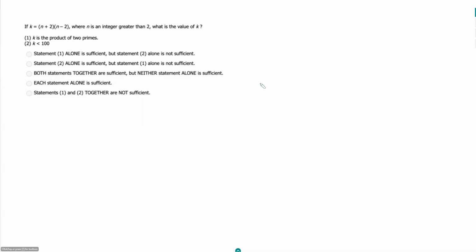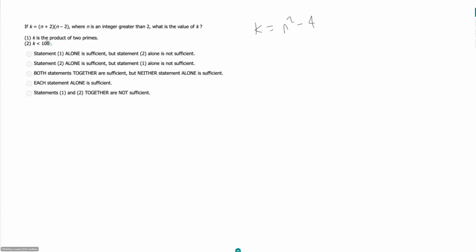If k is equal to n plus 2 times n minus 2, where n is an integer greater than 2, what is the value of k? So what do we have here? It looks like we have a difference of squares. So if we want to, we can write this as k is equal to n squared minus 4. And other than that, not much.